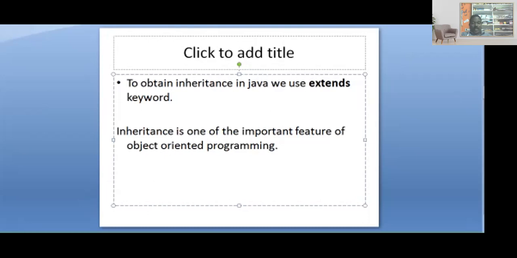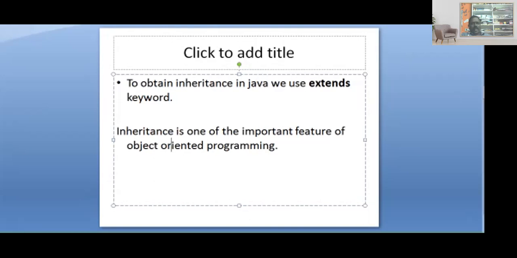We know that inheritance is one of the important features of the object-oriented concept. We know that we have the principles of OOPS. In the principles of OOPS, we have a few things. What are these? Encapsulation, nothing but data encapsulation. Next, inheritance. Next, polymorphism. Next, abstraction. Among these four, we're discussing inheritance in today's class. Inheritance is one of the important concepts in OOPS.